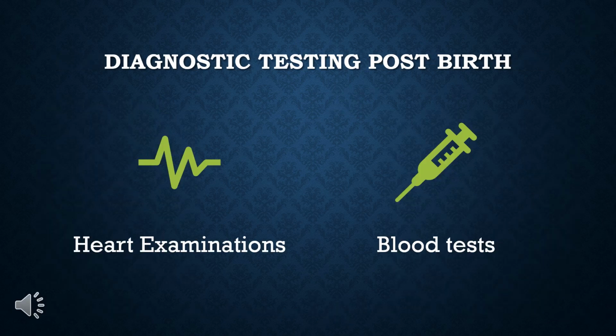Diagnostic testing done post-birth includes heart examinations and blood tests. Heart examinations are done because the majority of neonates with trisomy 18 have heart-related problems. Blood tests are done to do genetic testing to confirm diagnosis.